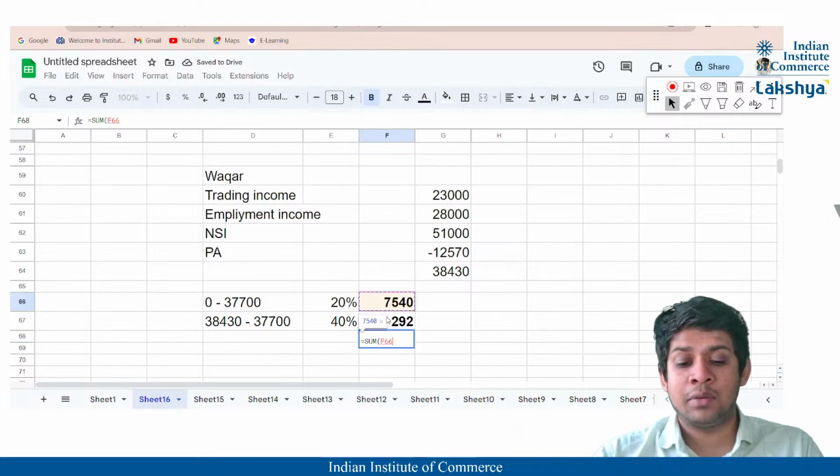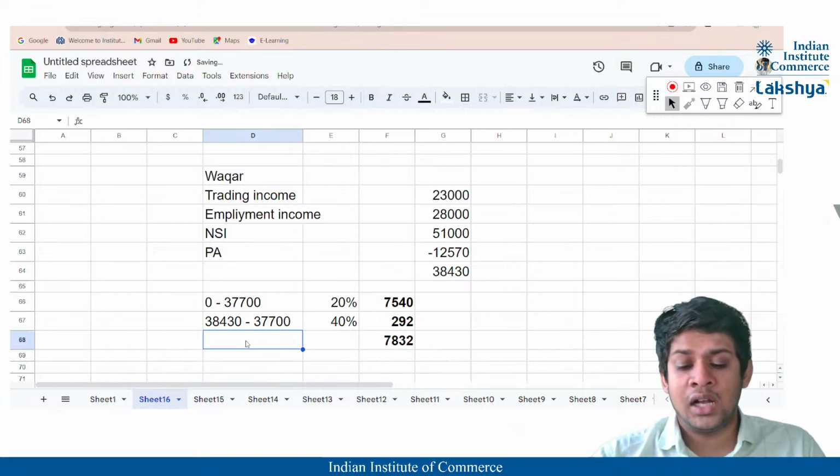So your total tax liability will be 7832. This is your income tax liability. Okay. This is your income tax liability, guys.